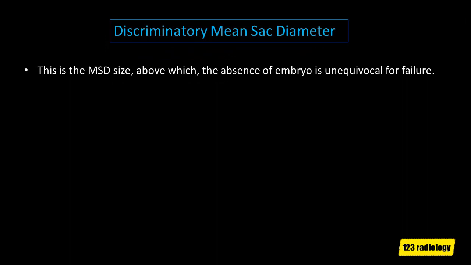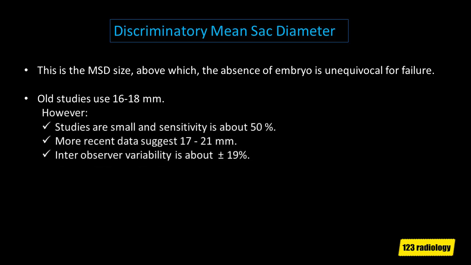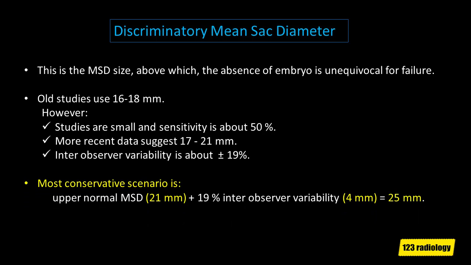Discriminatory mean sac diameter. This is the mean sac diameter size above which the absence of an embryo is unequivocal for failure. Some studies use 16 millimeters and others use 18 millimeters. However, these studies are small, and sensitivity is about 50%. And more recent data suggest up to 21 millimeters, with inter-observer variability about 19%. So, in the most conservative scenario, the upper normal mean sac diameter is 21 millimeters, plus 4 millimeters, which is the 19% inter-observer variability. The sum will be 25 millimeters.